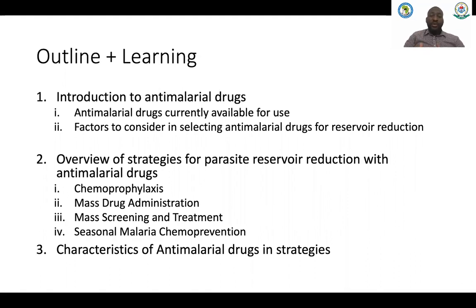And also we're going to deep dive a little bit into specific antimalarial drugs and what characteristics they have, and what kind of strategy they would fit in. So let's go.